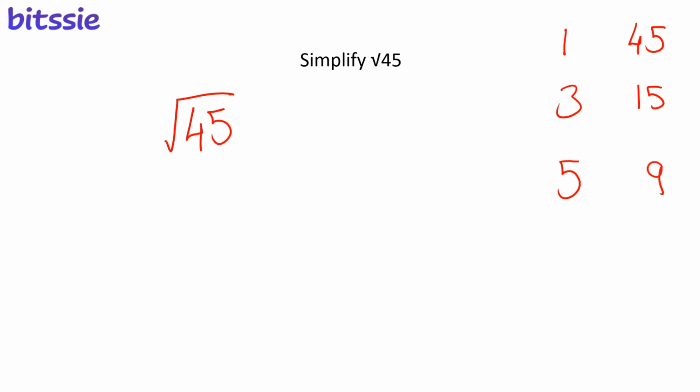Next, our example is the square root of 45. Let's write this down, root 45. Next, let's write out its factor pairs. We've got 1 and 45. Then we've got 3 and 15. Then we've got 5 and 9. And that's it. Again, the only one of these pairs that has a square number in it is 5 and 9. So we're going to be using that pair again.